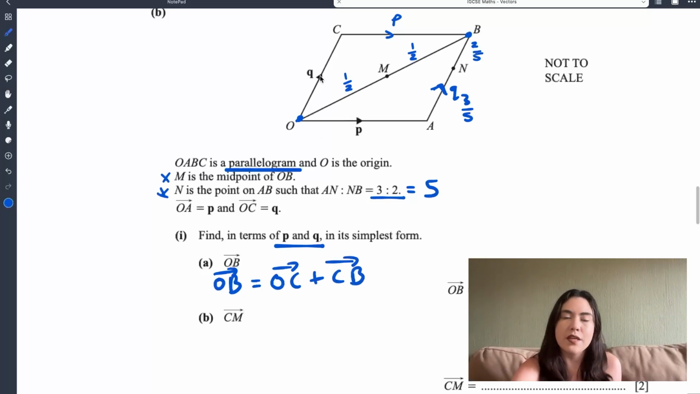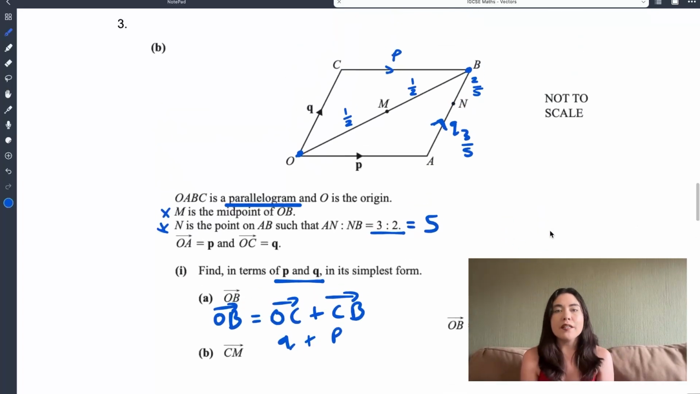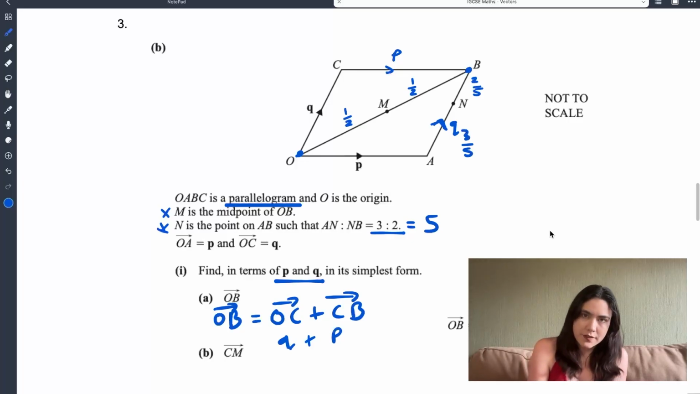So what is O to C? Well, we can see that O to C is Q, and we're going in the positive direction. And C to B is P, and again, we're going in the positive direction. So that basically means OB is Q plus P. Nice and easy. All right. If you don't find it easy, please don't worry. That's just one of the easier questions that you can get.